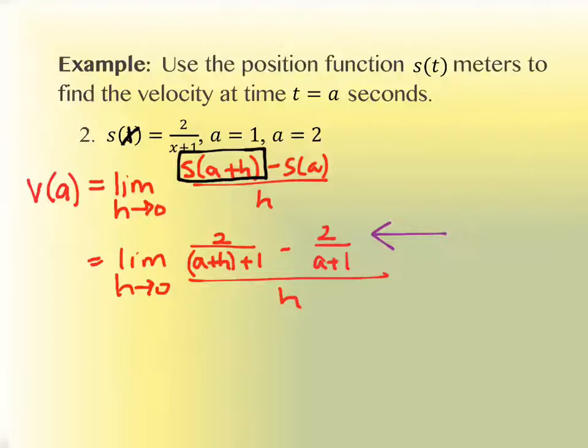So that means that the only way I'm going to get a common denominator is if I simply multiply those two denominators that are already there together. So the first fraction will be multiplied by a plus 1 over a plus 1. The second fraction will be multiplied by a plus h plus 1 over a plus h plus 1.